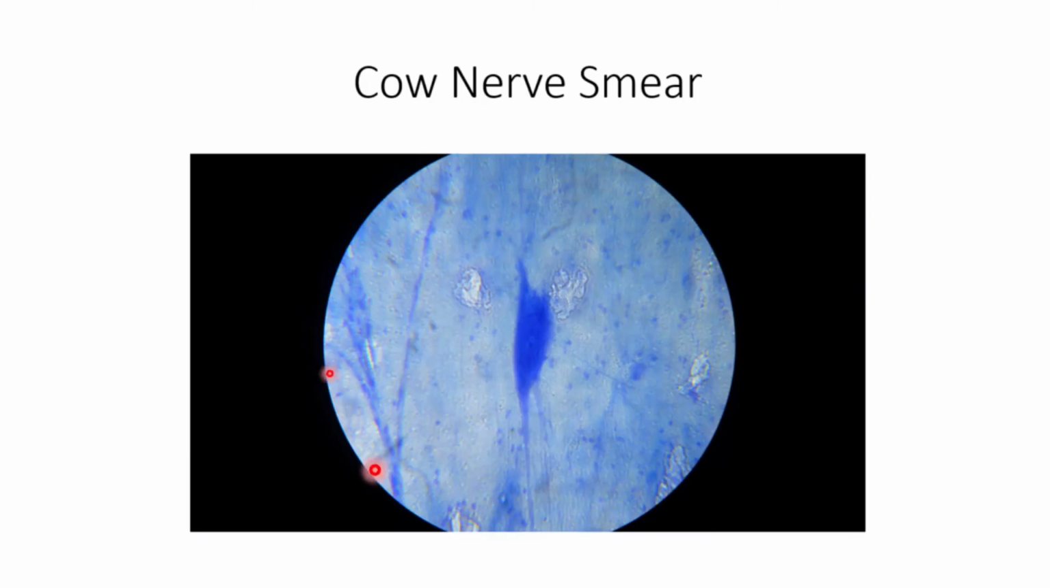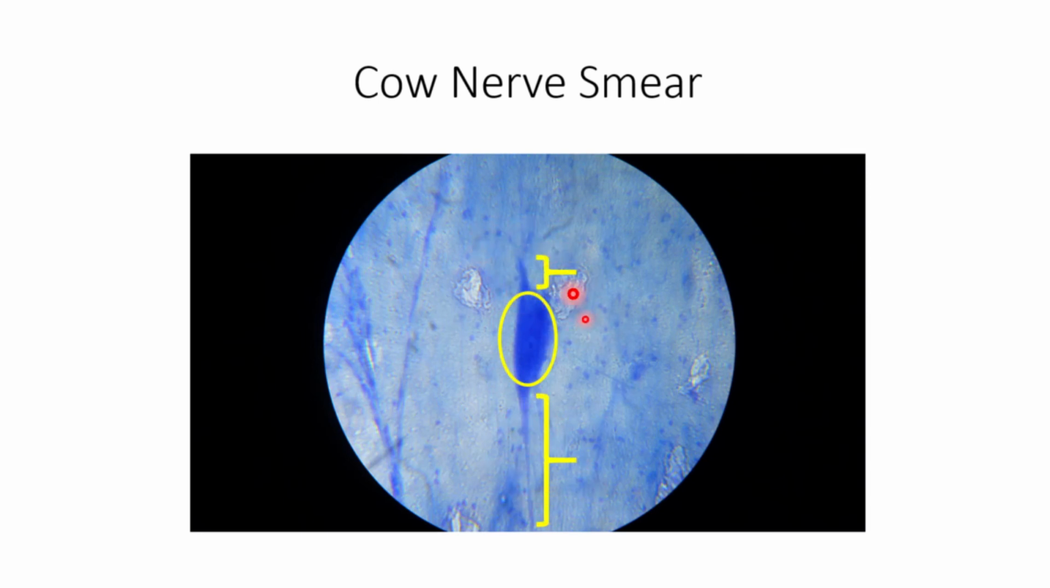Okay, so for your nerve cells, we're going to be using the cow nerve instead to discuss the structure present within your nerve cell. So what we have here is your cow nerve smear, and we have here a single nerve cell. So again, the major parts are your soma or cell body in the middle, making up the bulk of your nerve cell. And then you have here two kinds of processes.